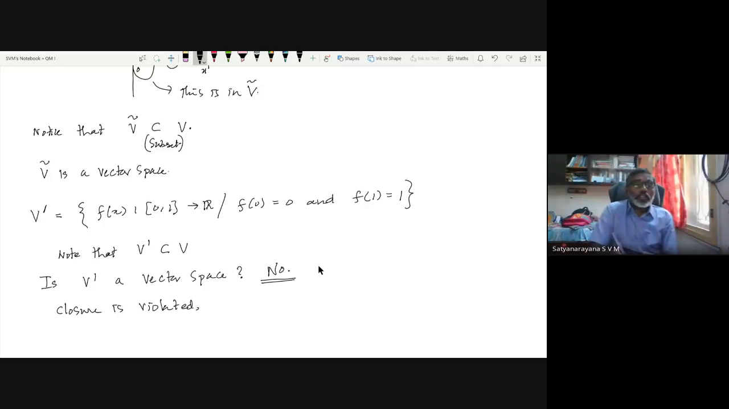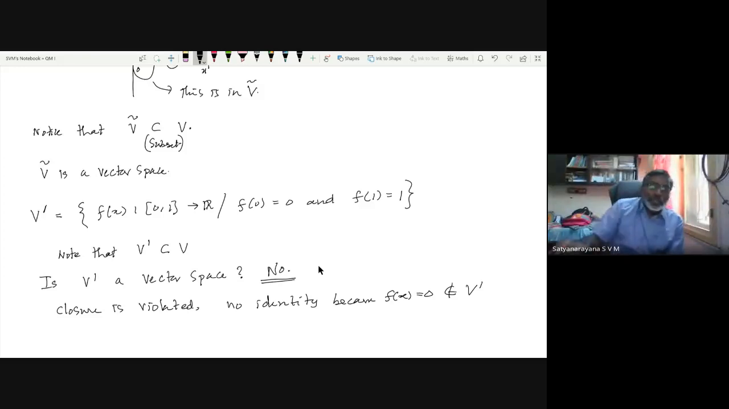And more importantly, there is no identity. No identity because f of x equal to 0 is not in this V prime. Because if f of x equal to 0 for all x, that means f of 1 is also 0. But that is not a part of this set at all. So there is no identity. As a result, this is not a vector space.